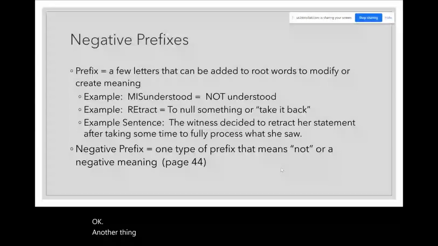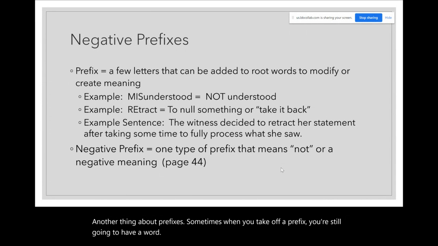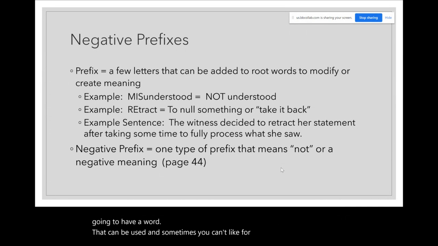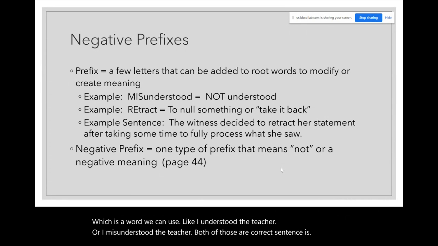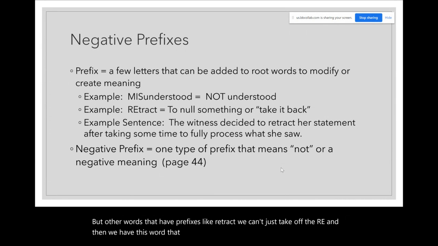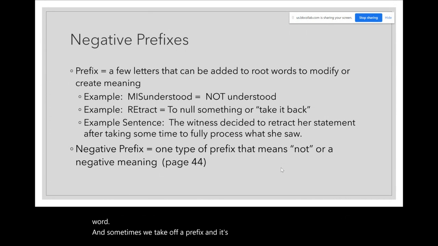Another thing about prefixes, sometimes when you take off a prefix, you're still going to have a word that can be used, and sometimes you can't. For example, misunderstood. I can take off the miss, and I still have the word understood, which is a word we can use. Like, I understood the teacher, or I misunderstood the teacher. Both of those are correct sentences. But other words that have prefixes, like retract, we can't just take off the re and have a word that we use. Like, oh, I'm going to tract an email today. We don't always use words without that prefix. So sometimes we can take off a prefix and we still have a good word, and sometimes we take off a prefix and it's not really a word that we use, okay?